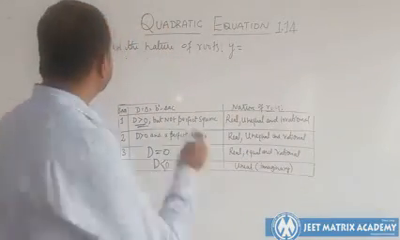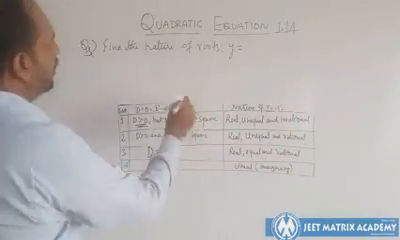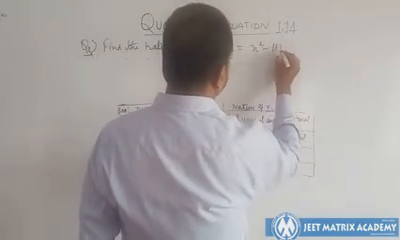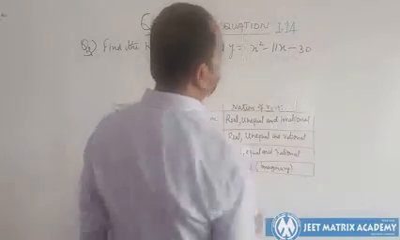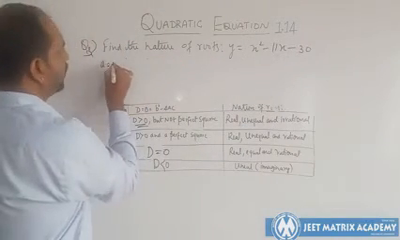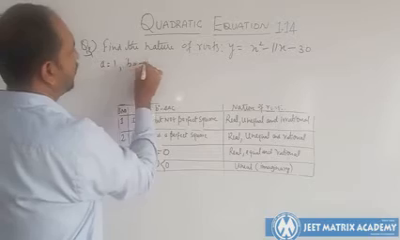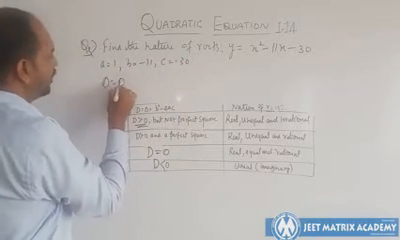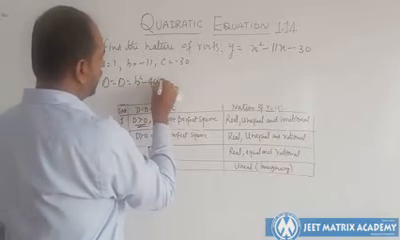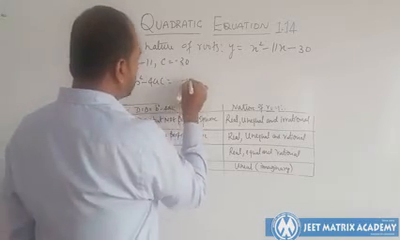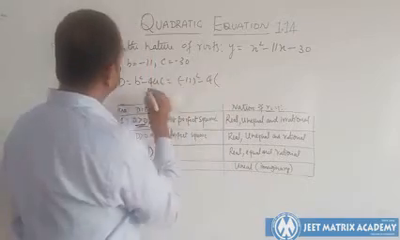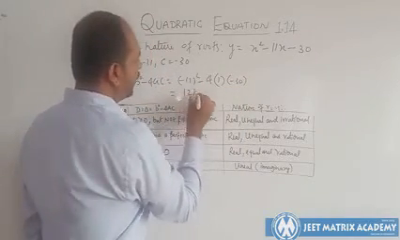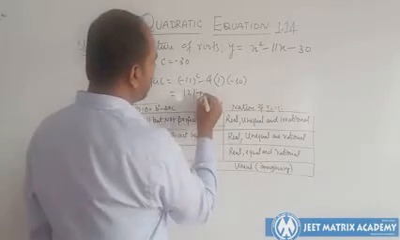Question number 3. Find the nature of the roots. y equals x square minus 11x minus 30. Again a equals 1, b equals minus 11, c equals minus 30. Delta equals b square minus 4ac. That is minus 11 square minus 4 into 1 into minus 30. That is equal to 121, plus 120.